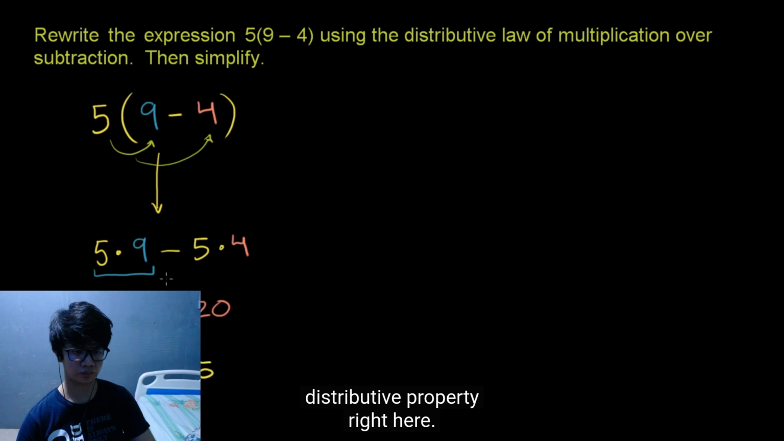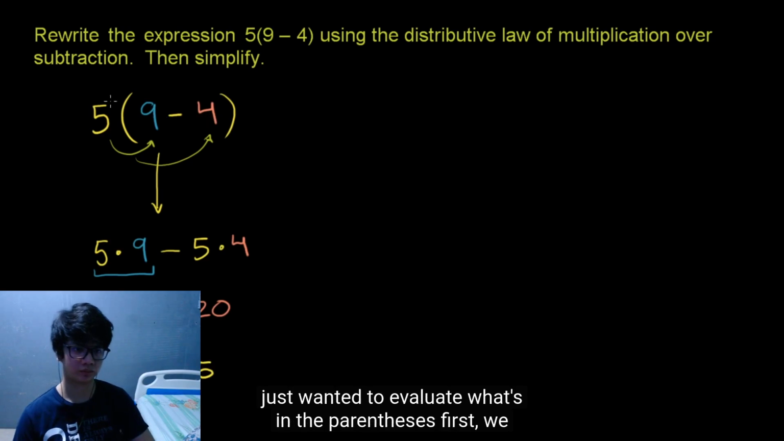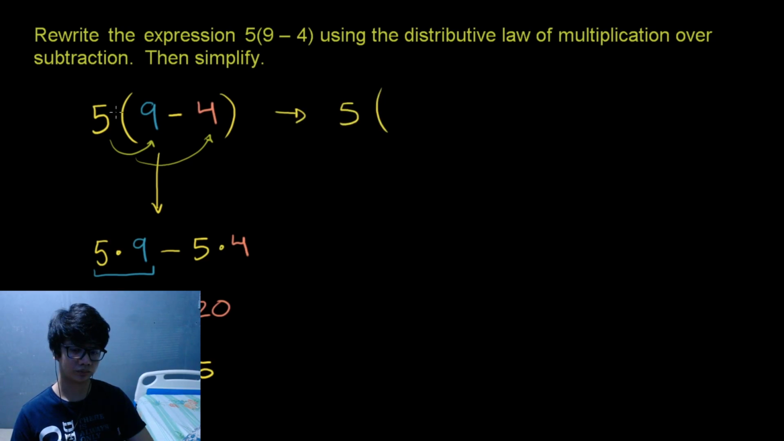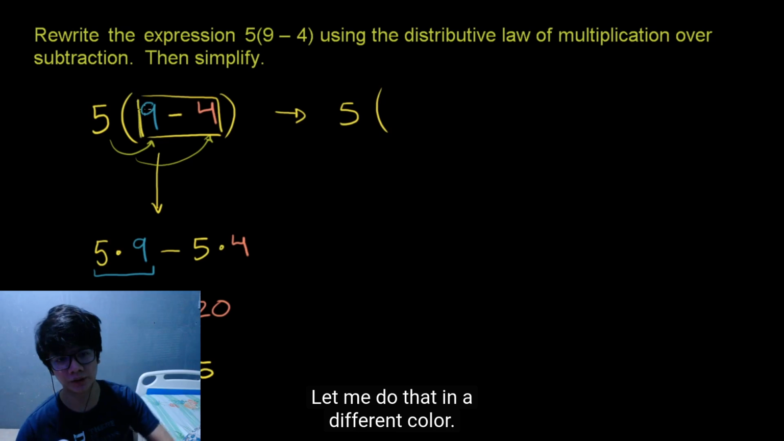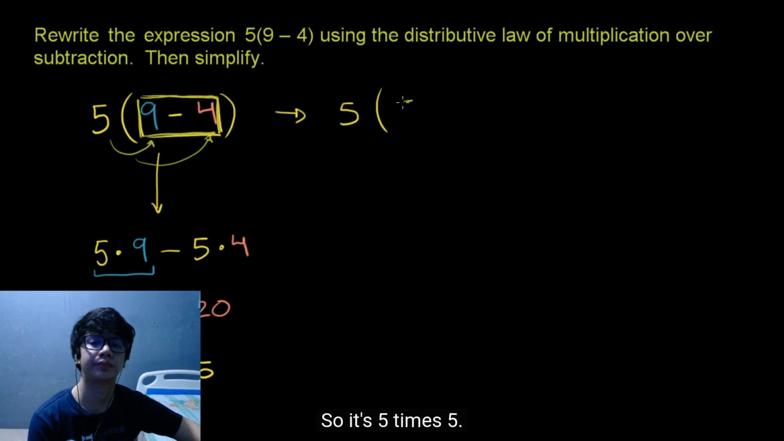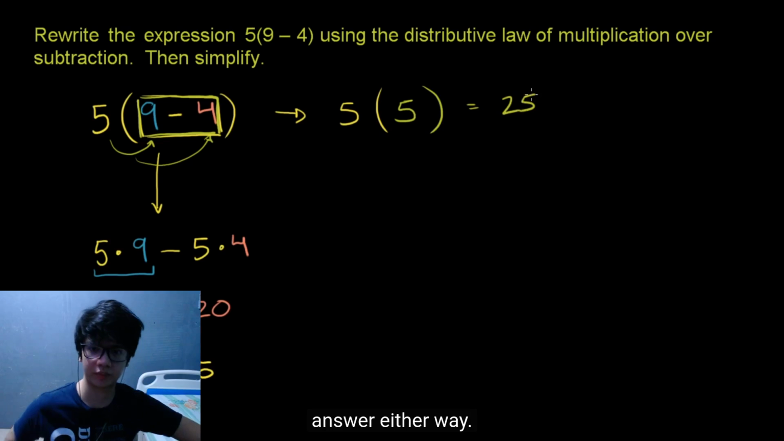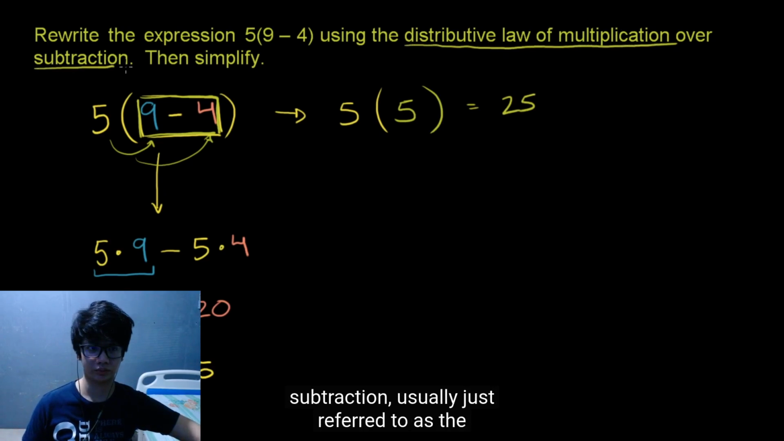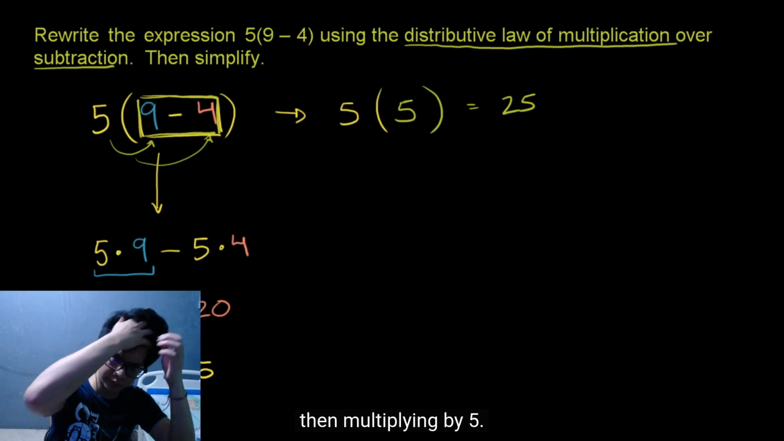So this is using the distributive property right here. If we didn't want to use the distributive property, if we just wanted to evaluate within the parentheses first, we would have gotten, let's go in this direction, 5 times, what's 9 minus 4? 9 minus 4 is 5. We'll do that in a different color. 5 times 9 minus 4, so it's 5 times 5. 5 times 5 is just 25. So we get the same answer either way. This is using the distributive law of multiplication over subtraction, usually just referred to as the distributive property. This is evaluating the inside of the parentheses first and then multiplying by 5.